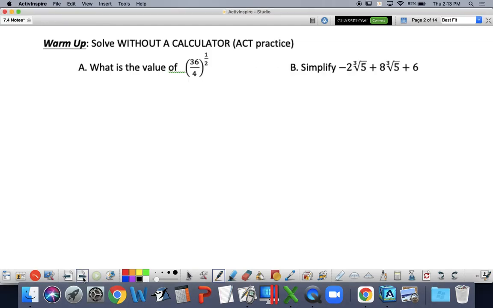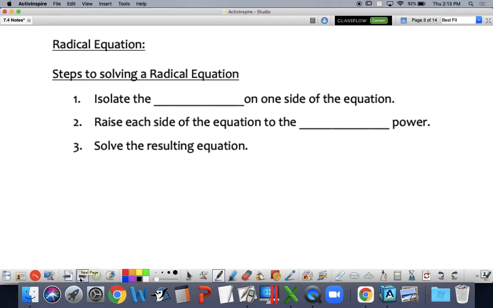We're going to skip over the warm-up just because we're pretty warm at this point, right? We've done quite a bit of math so far today already.